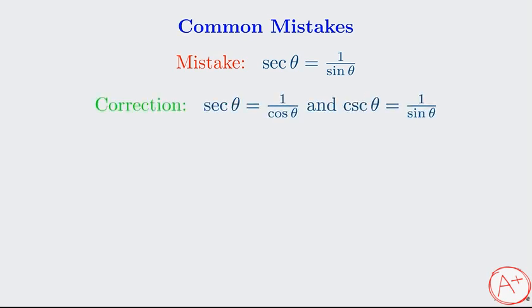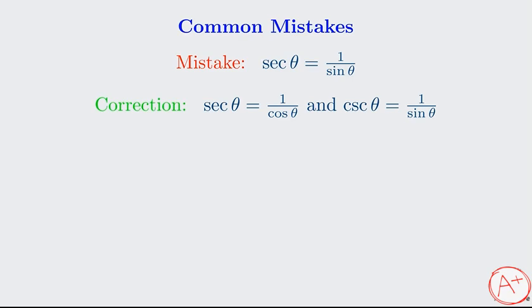In Cambridge examinations, students often lose marks on these specific points. First, confusing the reciprocal functions. A very common error is thinking that secant is the reciprocal of sine, because they both start with the letter S. Remember, the C goes with the C. Secant goes with cosine, and cosecant goes with sine.